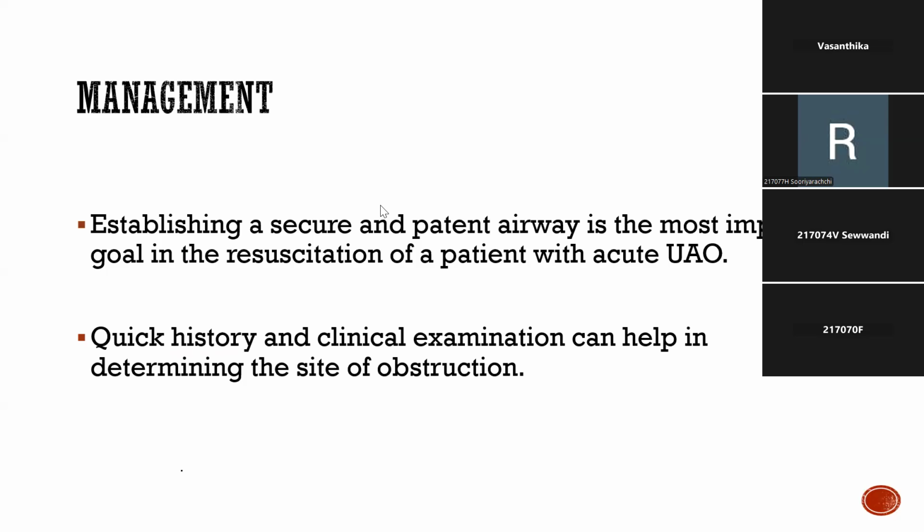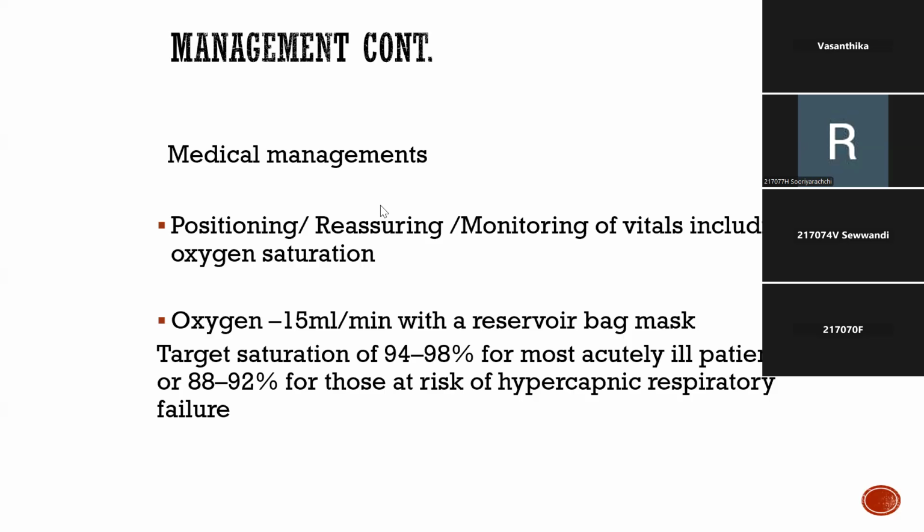So how do you manage these types of patients? You might have to secure the airway, whatever the method. We'll talk about what the methods of securing are. You can take a very quick history, examine and diagnose the acute airway compromise. You have to position the patient upright or in a propped up position, reassure the patient and monitor the vital signs. So when you see a patient with stridor, these are a must. And you can start oxygen 15 liters per minute with the reservoir bag.